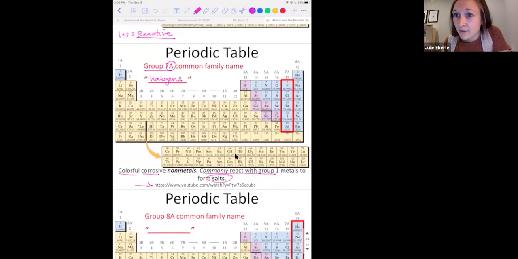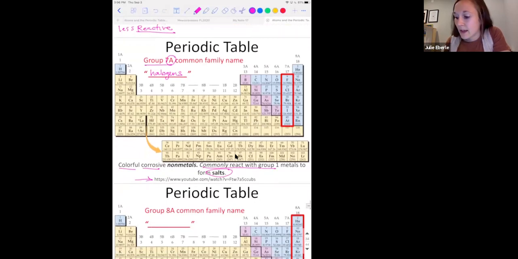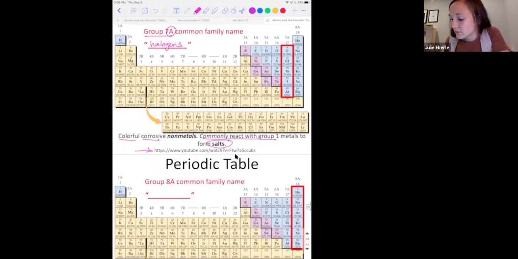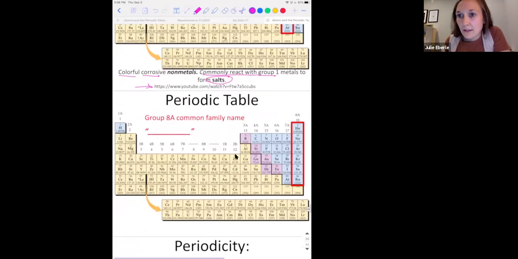So potassium fluoride would be a salt. Sodium chloride is a salt. Lithium bromide, okay? Anything that has a group 1 and a group 7 is a salt. All right, the last common family name that I mentioned is the noble gases. That is main group 8. Noble gases. Okay? Helium, neon, argon, krypton, xenon down here.